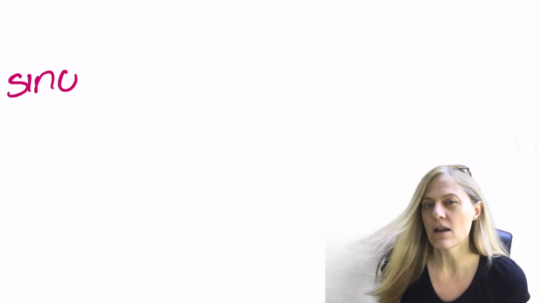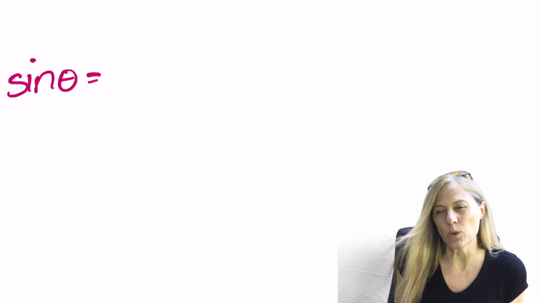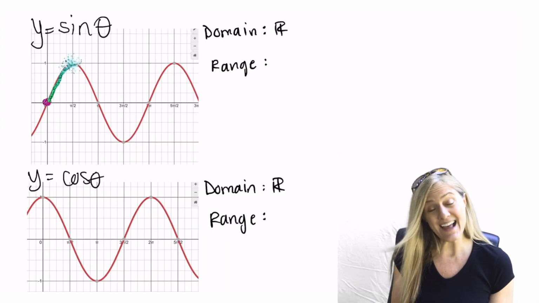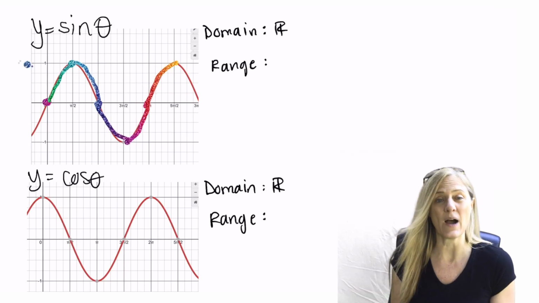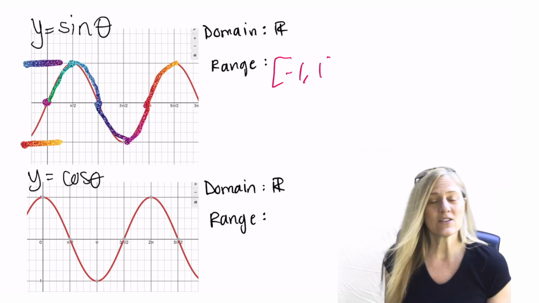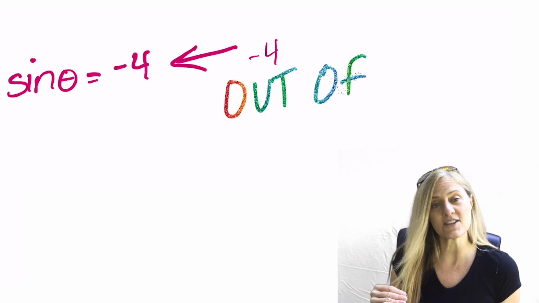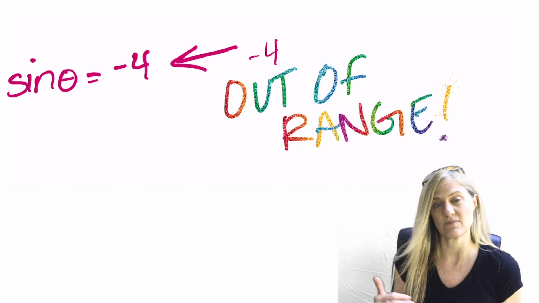Hey, Agent M, remember that one situation where we ended up with a problem where we had something out of range? Let's take a look at that. What happens if we had sine theta equals negative 4? Well, negative 4 is out of range for sine because we know sine goes from negative 1 to 1 on the y-axis, and same with cosine. So remember, anytime you get something bigger than 1 or smaller than negative 1, it's out of range. No theta! Theta, see you later.